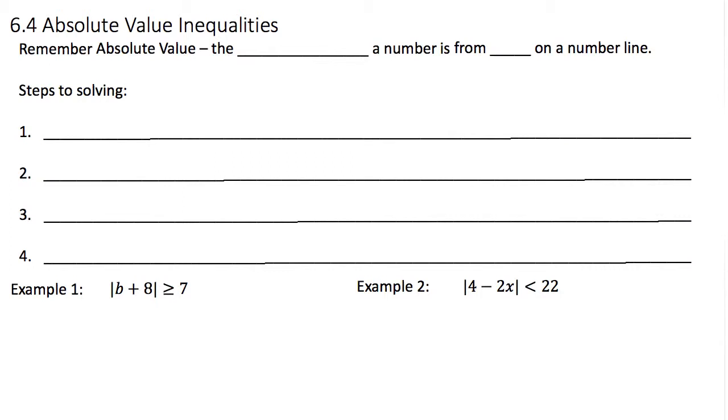All right, so it's important to remember that absolute value means that it's the distance a number is from 0 on a number line. So if I had the absolute value of 4, that's saying it's 4 places from 0. So the absolute value equals 4. Same thing with the absolute value of negative 4. It's still 4 places from 0, so the absolute value of 4 or negative 4 is still 4.